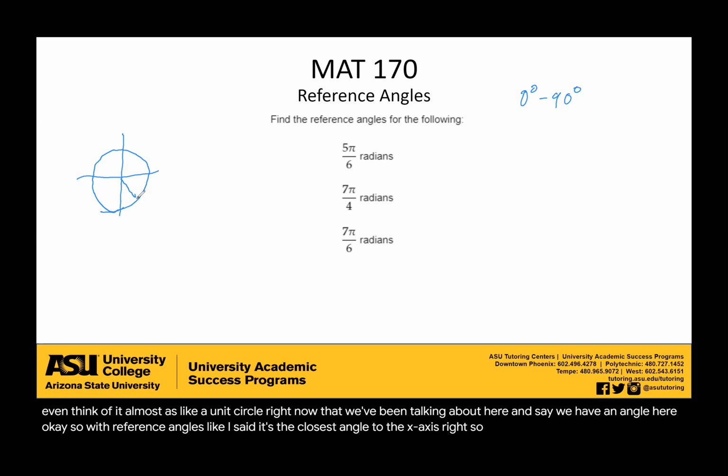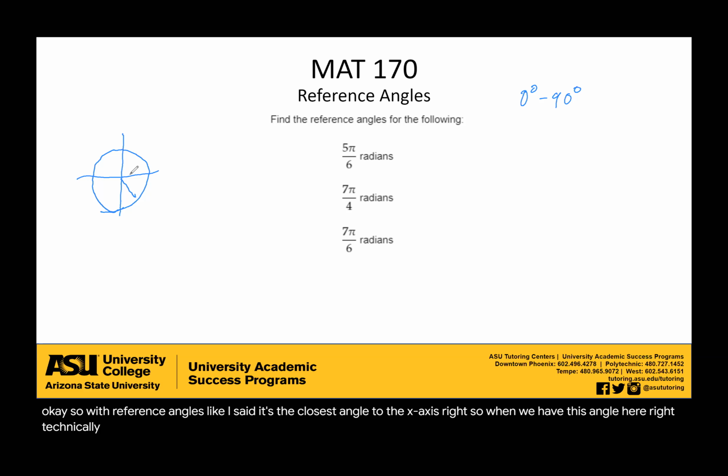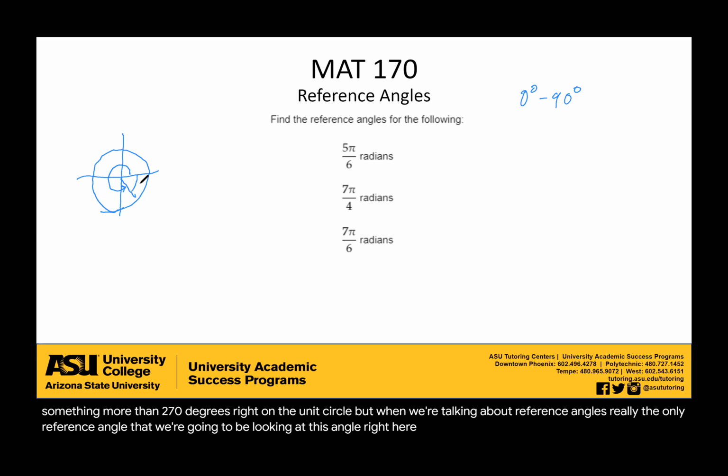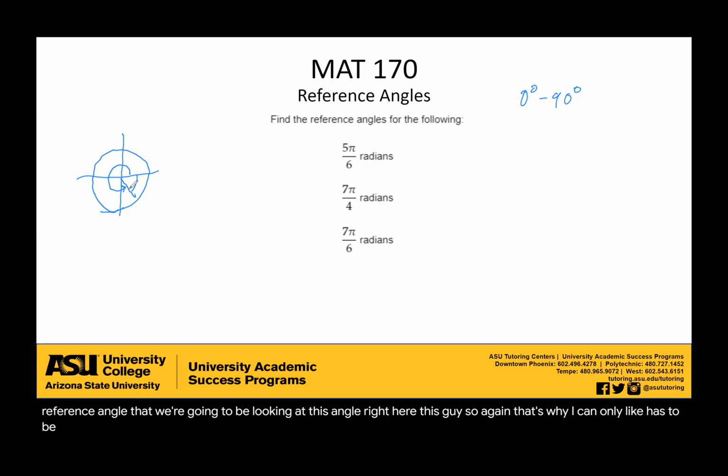When we have this angle here, technically on the unit circle, we would talk about it as going all the way around and coming back, so something more than 270 degrees. But when we're talking about reference angles, the only reference angle that we're going to be looking at is this angle right here. That's why it has to be between 0 degrees and 90 degrees.